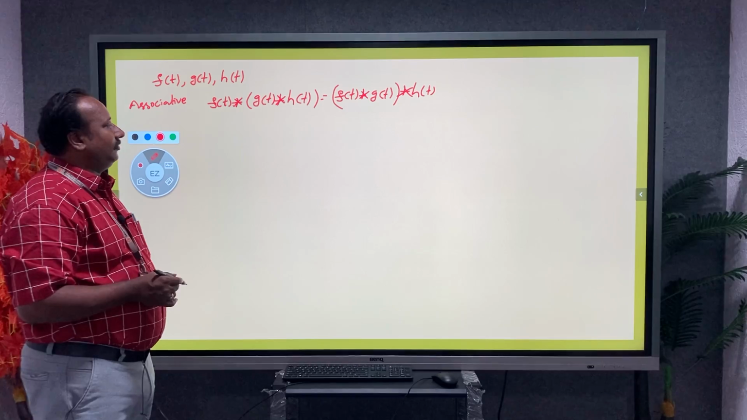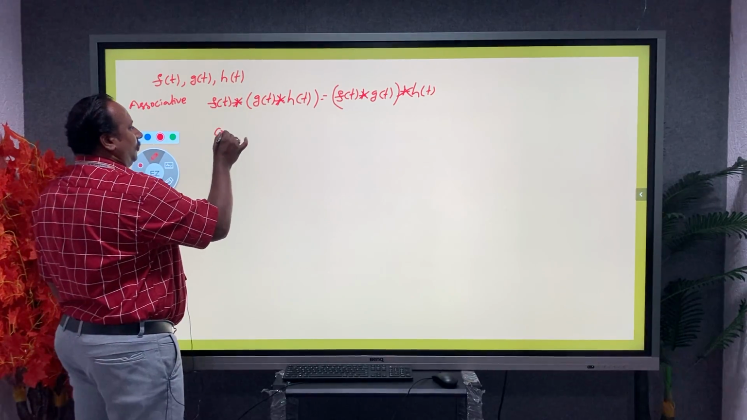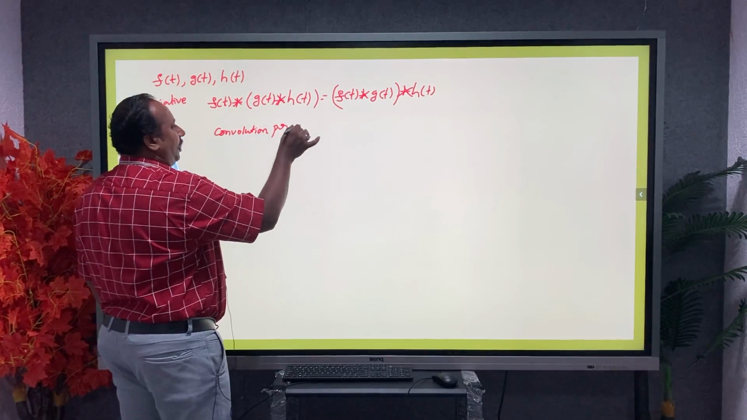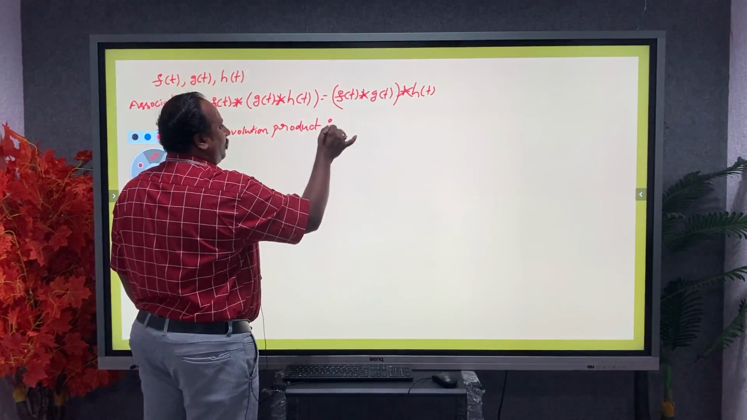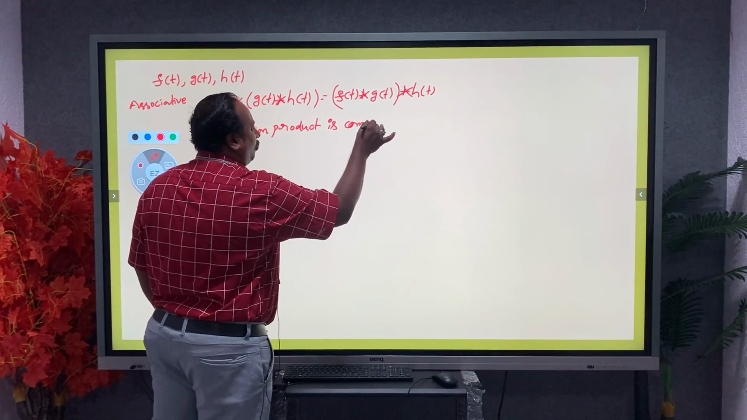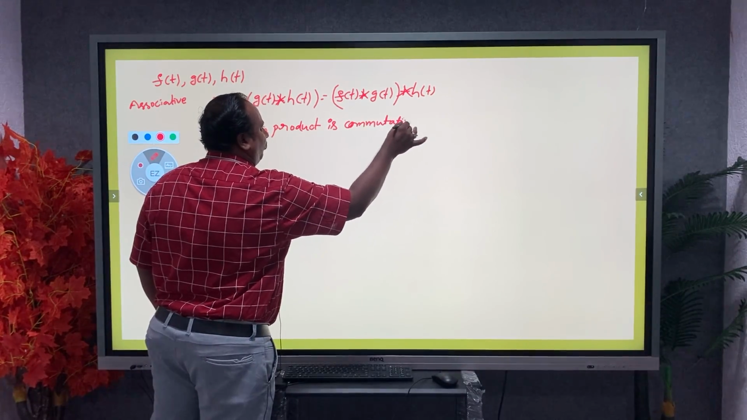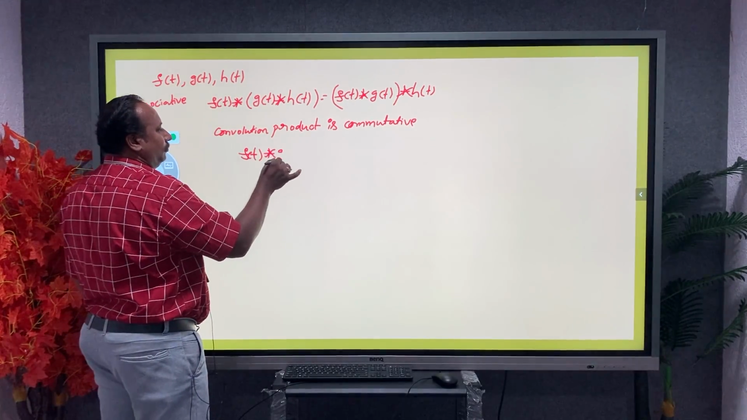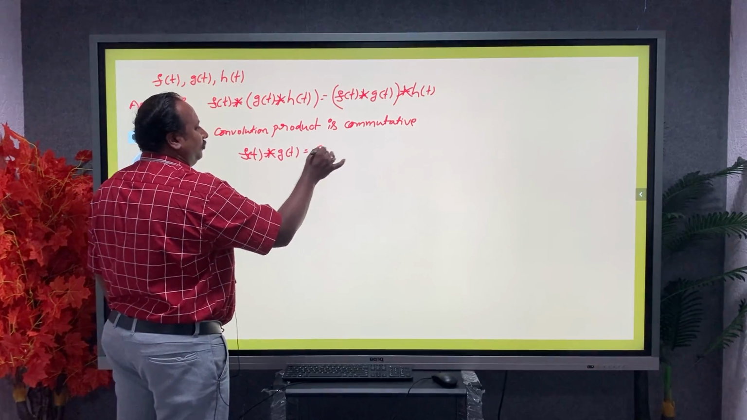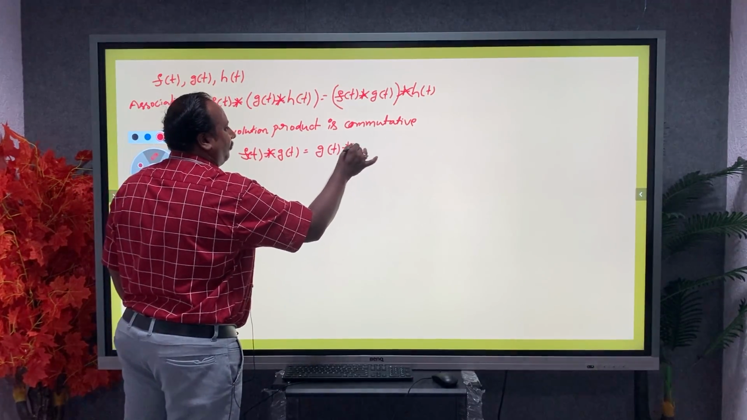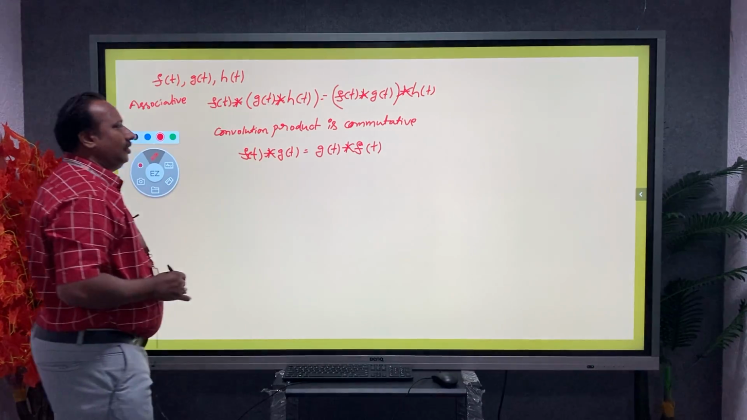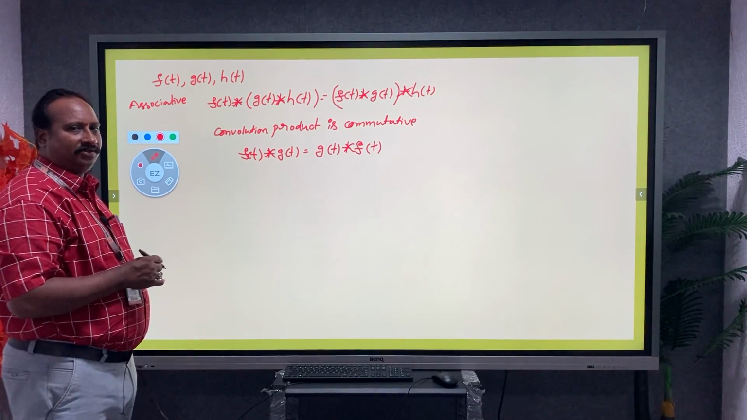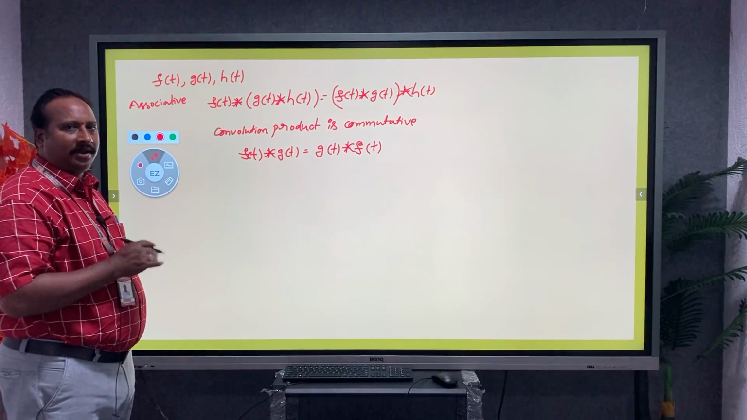Another one is convolution product is commutative. Commutative means f of t star g of t is equal to g of t star f of t. So both are the same. That is, the convolution product is commutative. Commutative property means f of t star g of t equal to g of t star f of t.